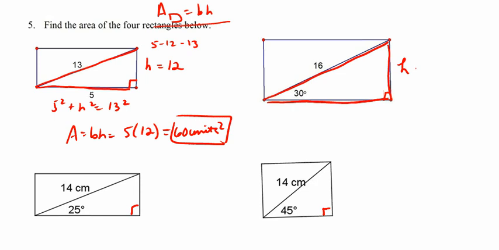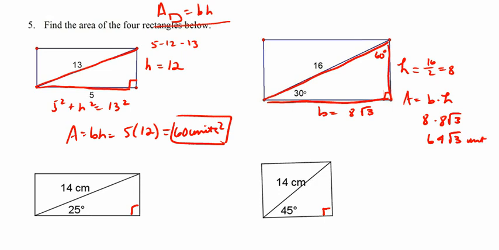Next problem, I have a right triangle that I can use to help me find h. I have a 30-degree angle here, a 90-degree angle here, which leaves, of course, a 60-degree angle here. And you know your 30, 60, 90 triangles really, really well. In fact, you know that the short side here, which is the height, is going to be half the hypotenuse. So 16 divided by 2 is 8. The height is 8. And then you know the base must be the short leg times radical 3. So then the area, base times height, is 8 times 8 root 3, or 64 root 3 units squared.